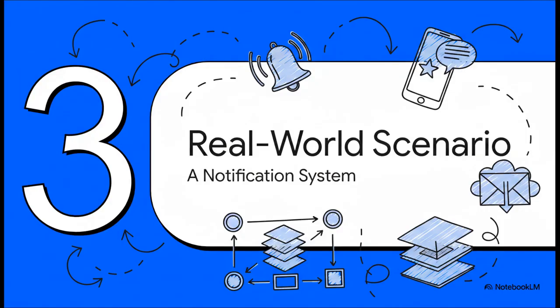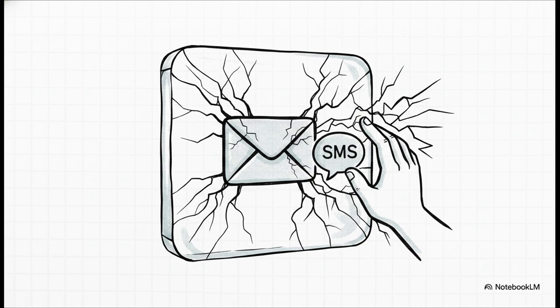Let's move from theory to a real-world example that you've probably built 100 times, a notification system. This is a perfect place to see DIP in action. So the old way, without DIP, your notification service probably knows everything about sending an email. It's hard-coded to talk directly to an email sender class.